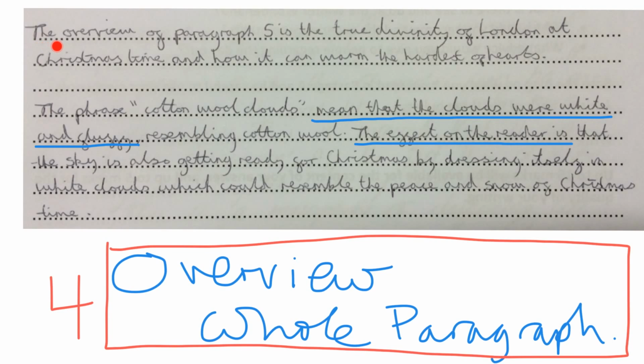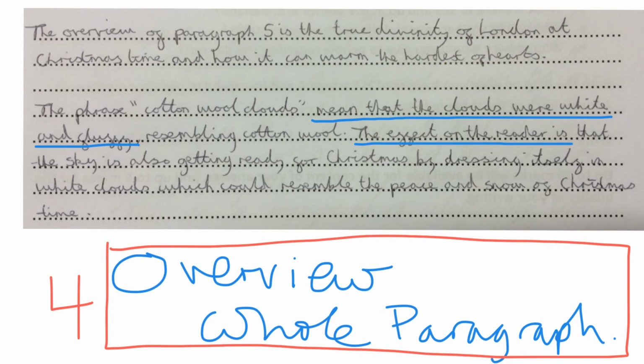So let's have a look at this overview. The overview of paragraph 5 is the true divinity of London at Christmas time and how it can warm the hardest hearts. So a very neat phrase here, only needs to be two lines long. Definitely got the full marks for the overview.